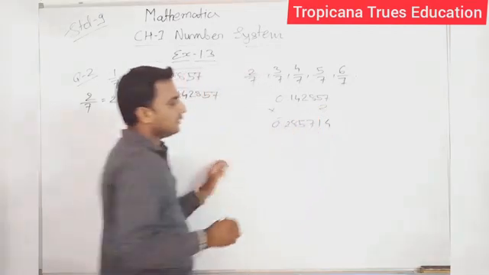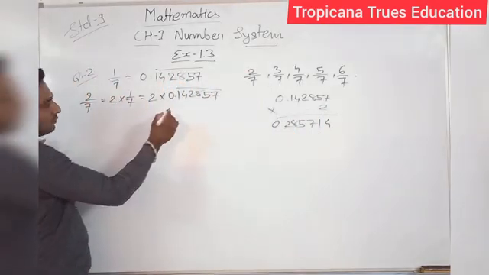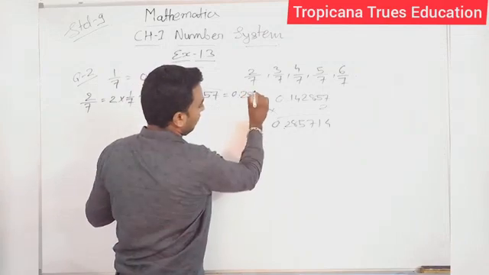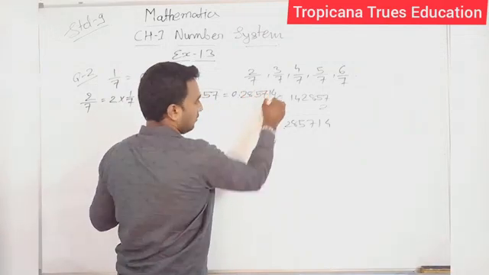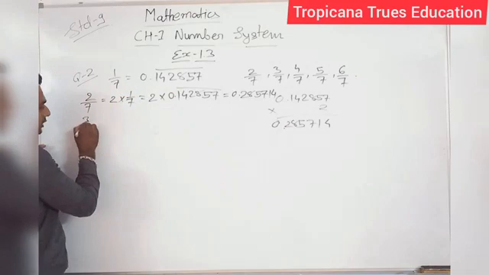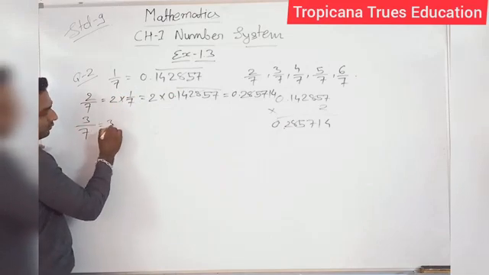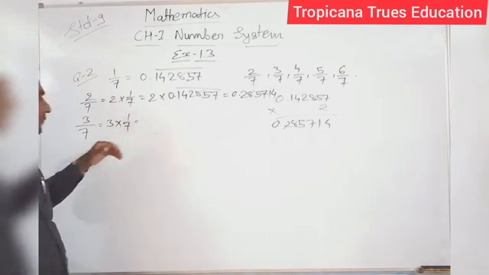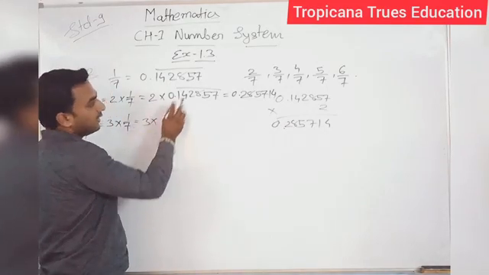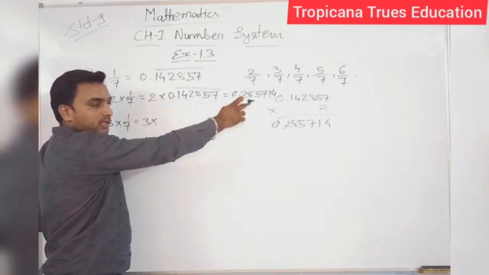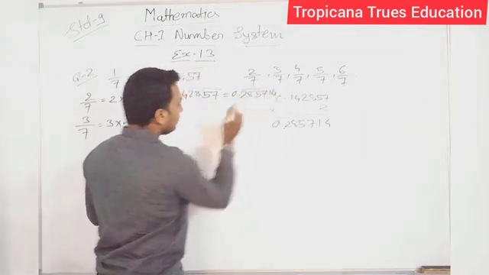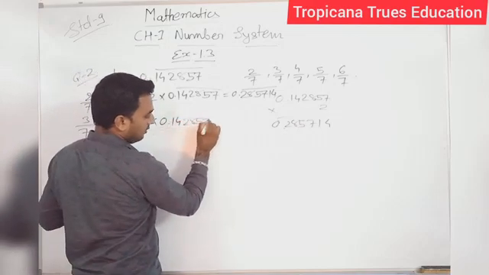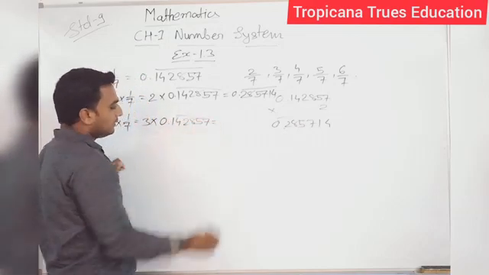So your answer will be point, the answer of this question is 0.285714. Next, for 3/7 you have to multiply 3 by 1/7. So again the answer will be 3 multiplied by this. Again you have to take this one, not this one. Clear? So this is 0.142857.